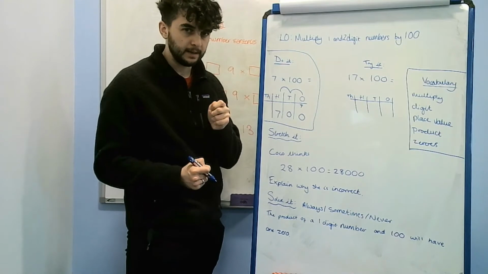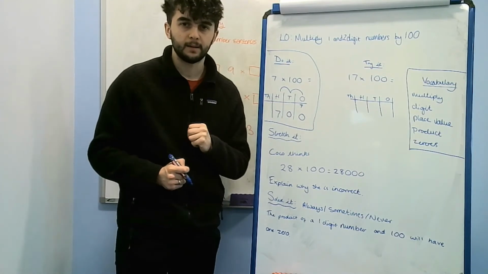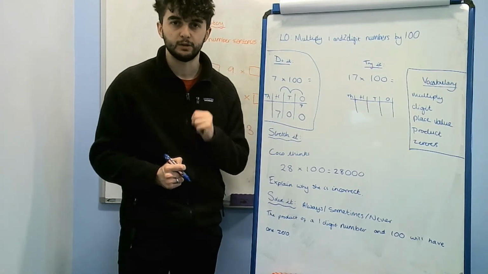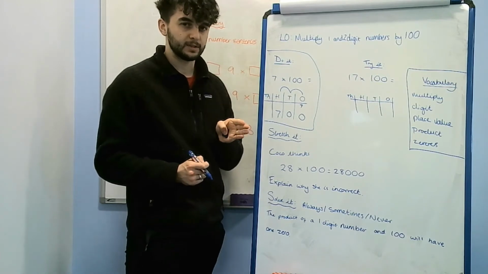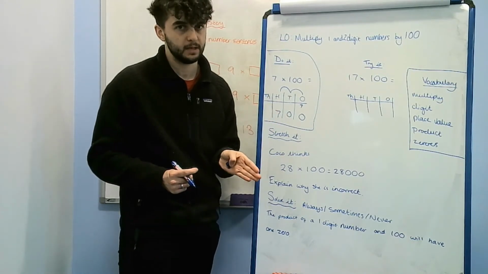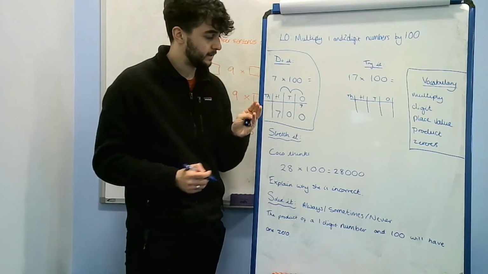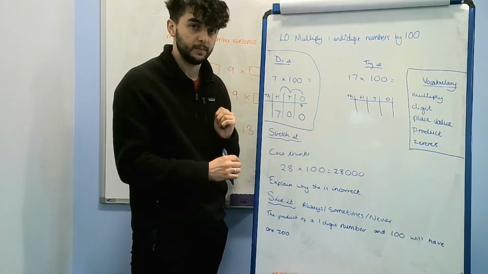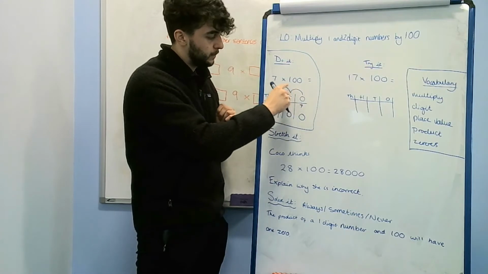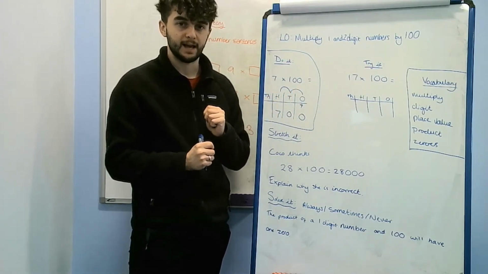Now what I don't want to hear is when you make a number 100 times bigger, you just add 2 zeros. That's not actually what's happening. You might see a pattern like that emerge, but that isn't actually what's happening. The number is becoming 10 times or 100 times bigger. So we're moving 2 place value steps to the left.